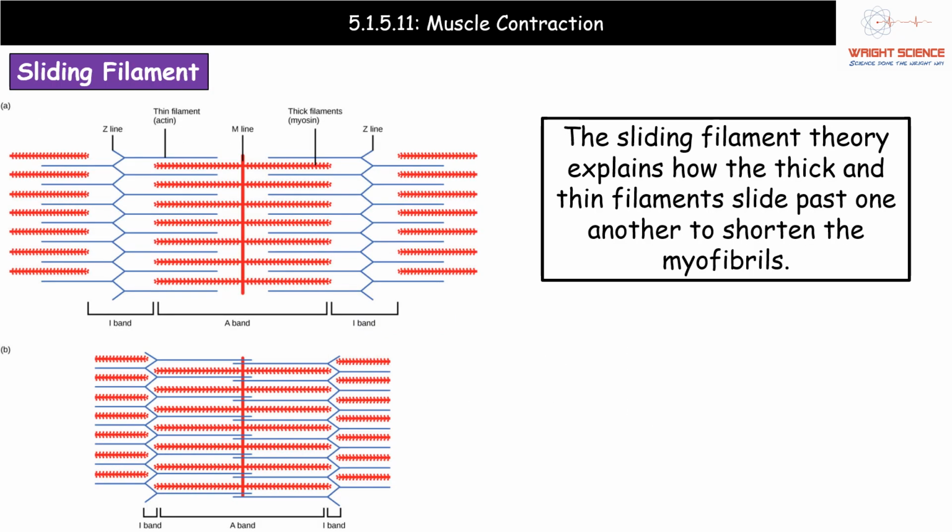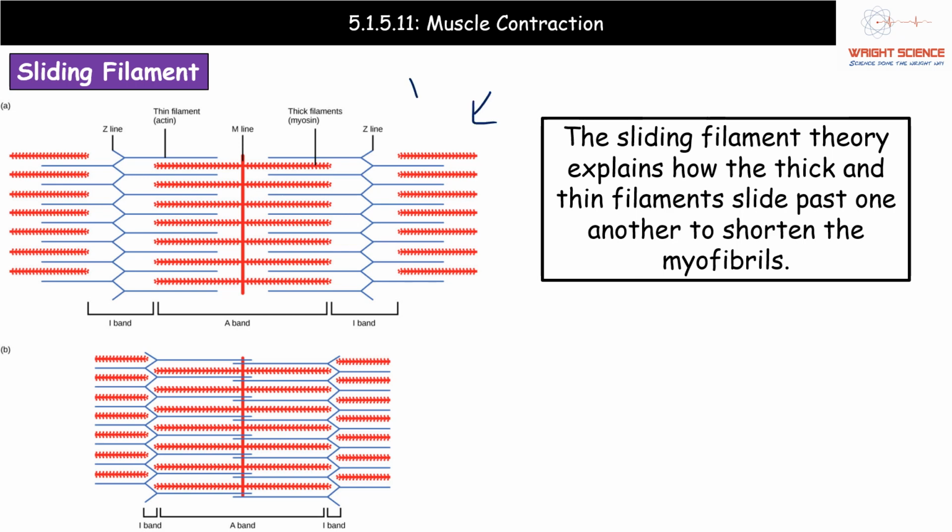So we now need to understand the process by which our muscles will contract, and this is referred to as the sliding filament theory. Basically, this is just looking at how those thick and thin filaments slide past each other, and when they do that, it shortens those myofibrils. If you slide your fingers over each other, the distance from one palm to the other gets less. Same idea here.